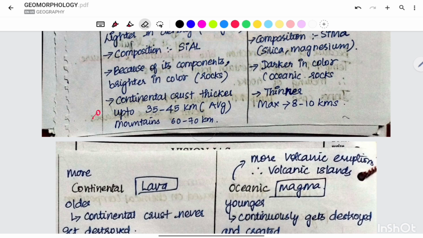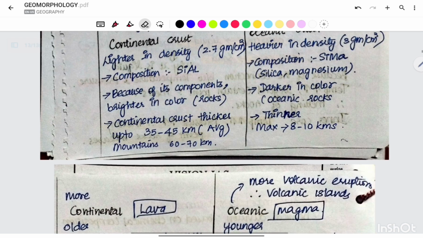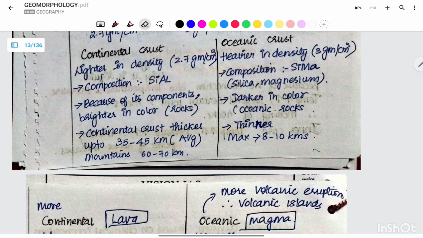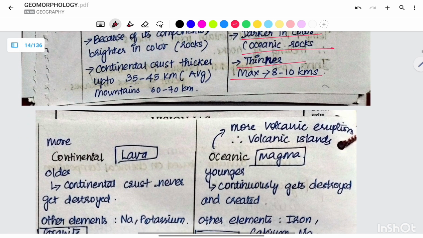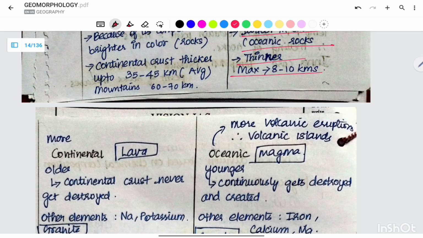Continental crust and then we have the mountains, right? Now oceanic crust is heavier, with a density of 3 gram per centimeter cube. Composition is Sima, which is silica and then magnesium. It is darker in color, the oceanic rocks. It is thinner, a maximum of 8 to 10 kilometers. The thickness is 8 to 10 kilometers, therefore it is thinner when compared to continental crust of 35 to 45 kilometers normally, and in mountains it is 60 to 70 kilometers.